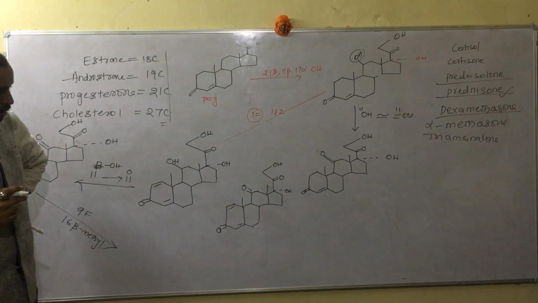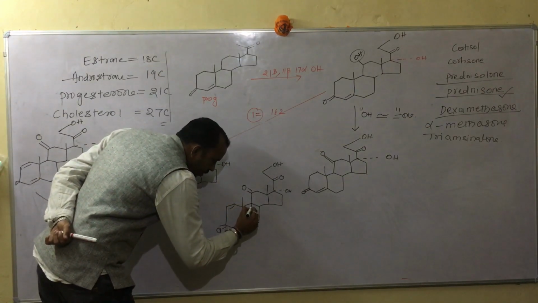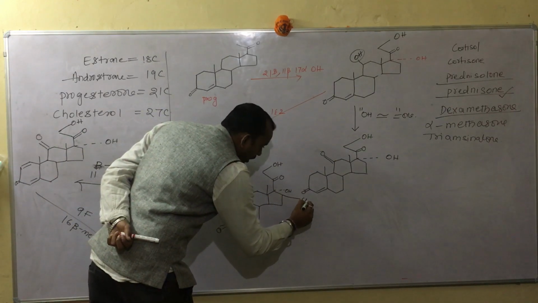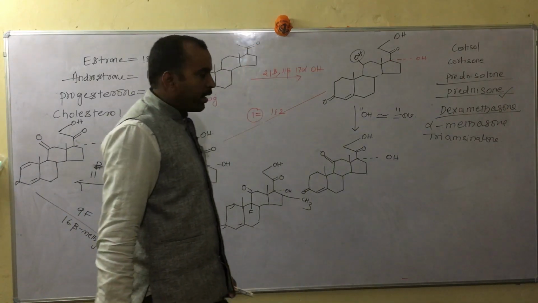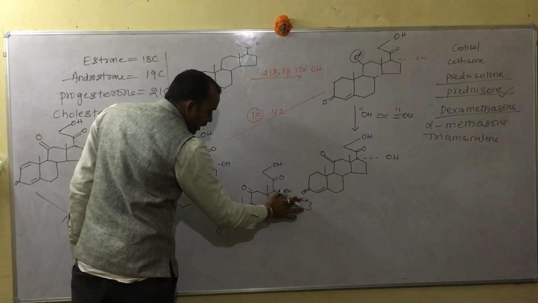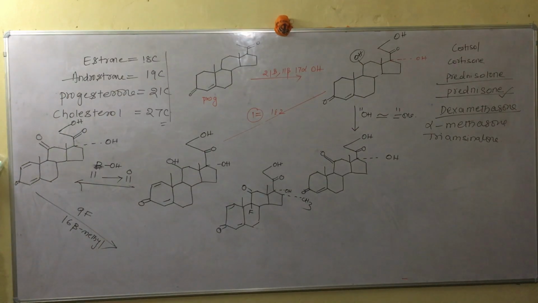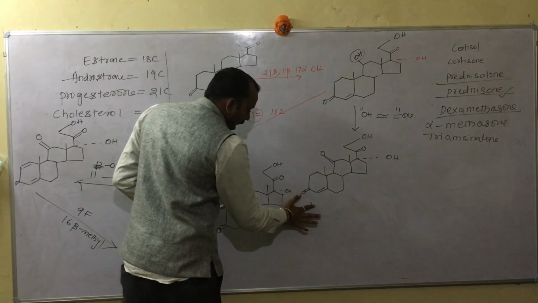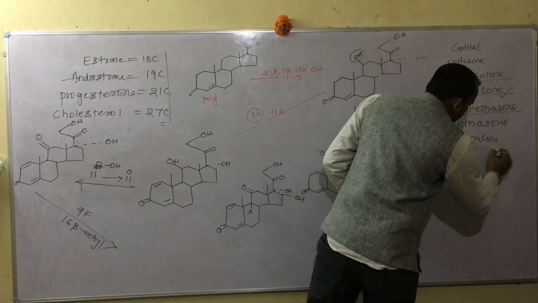Now next one is to get dexamethasone. Prednisone to dexamethasone, just add 9-fluoro and 16 beta methyl. So that will give you dexamethasone. Suppose you want to get alpha-methasone, just change this to alpha methyl. Beta on top, alpha down. This is the only difference. Now suppose you want to get triamcinolone, simply add OH at this position, you will get triamcinolone.